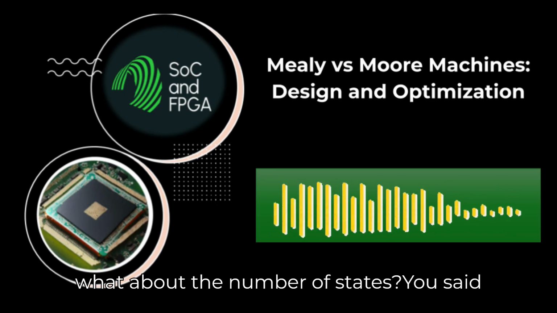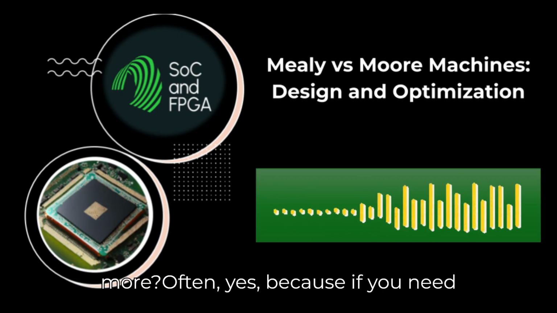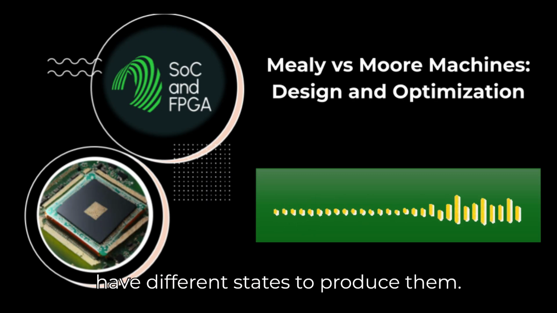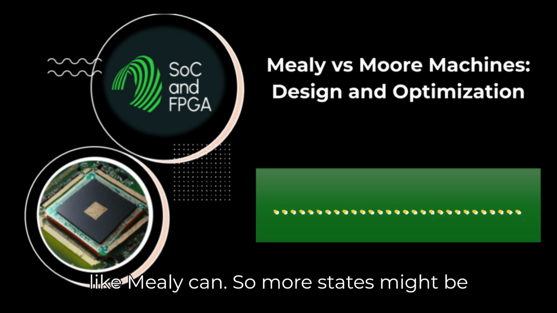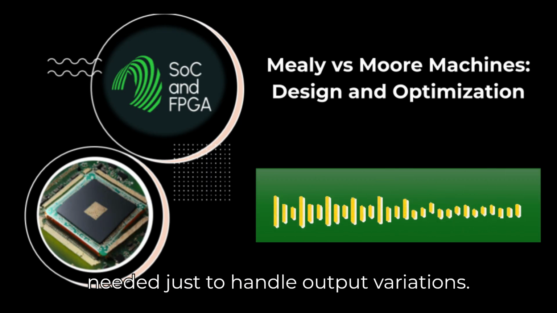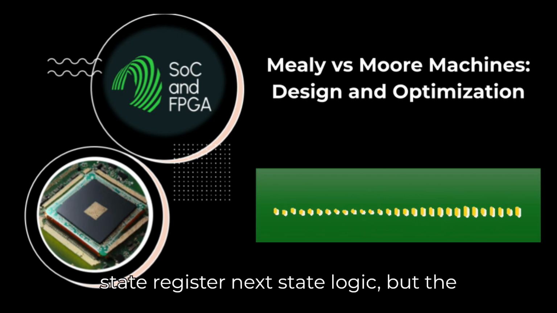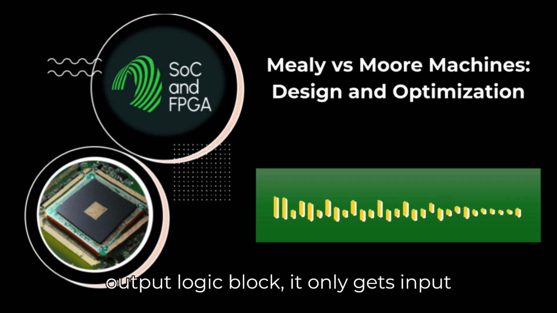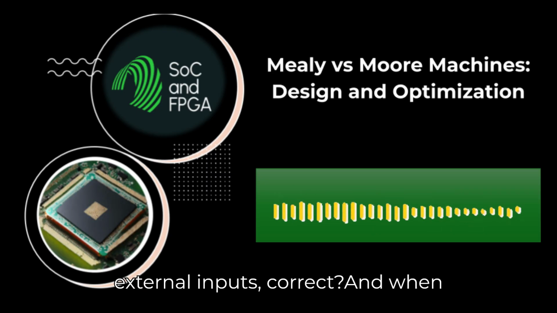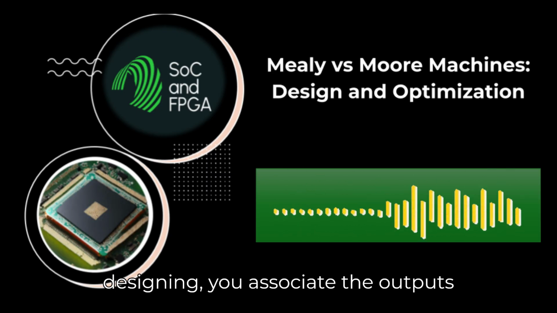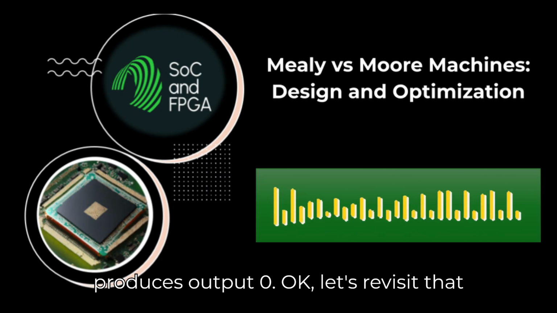And what about the number of states? You said Mealy often needs fewer. Does Moore need more? Often, yes. Because if you need different outputs, you absolutely must have different states to produce them. You can't use the input to distinguish output conditions within the same state like Mealy can. So more states might be needed just to handle output variations. Precisely. Architecturally, it's similar: state register, next state logic, but the output logic block only gets input from the state register, not from the external inputs. Correct. And when designing, you associate the outputs directly with the states themselves. This state produces output 1. That state produces output 0.